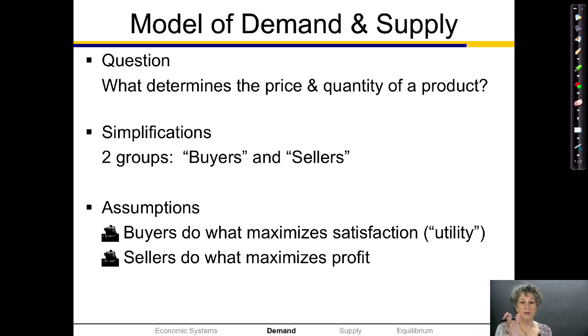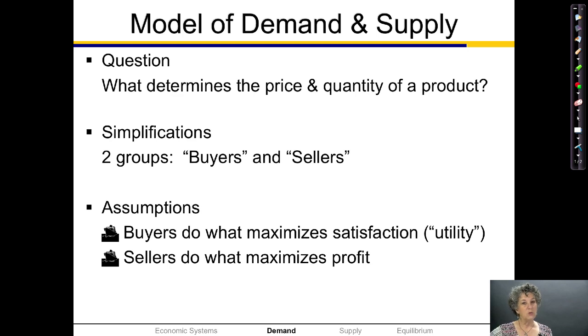You may not get happiness out of doing for others. It's all good. What matters is that we are each trying to make decisions so as to maximize our satisfaction. And then the second assumption is that the sellers are doing what they do in order to maximize profit. So their goal is to maximize that difference between total revenue and total cost.